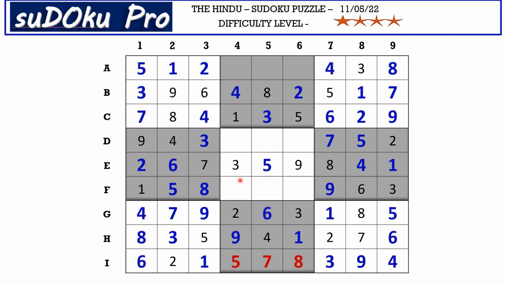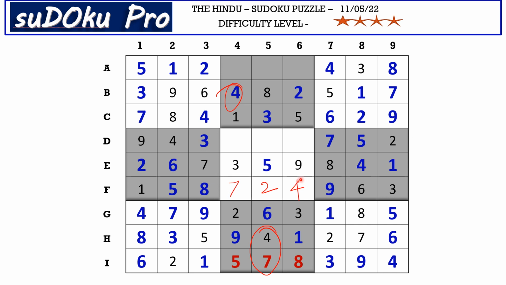Now in F row, there are 3 empty cells and the missing numbers are 2, 4 and 7. There is 4 and 7 in column 5 here. So F5 takes 2. Now the missing numbers are 4 and 7. There is a 4 blocking from here. So F4 takes 7 and F6 takes 4.